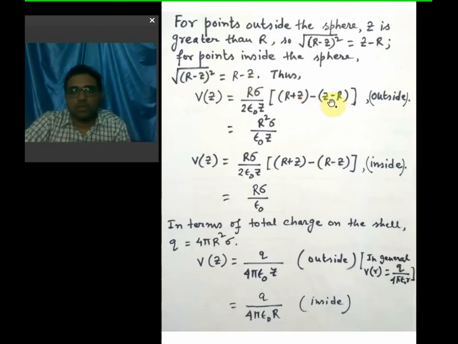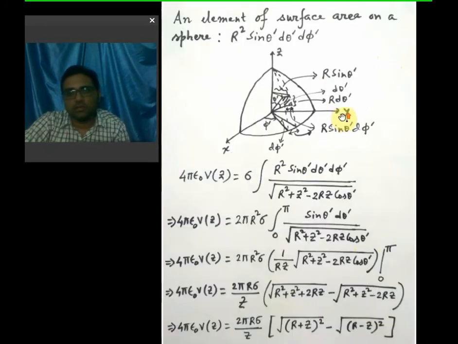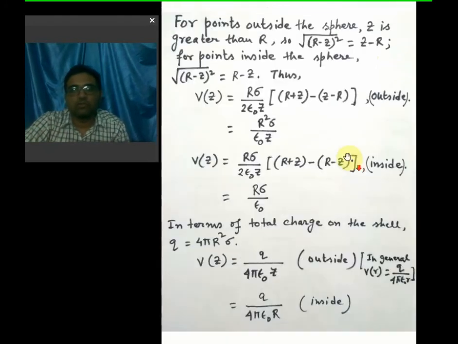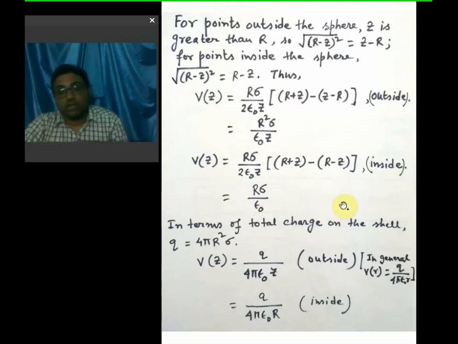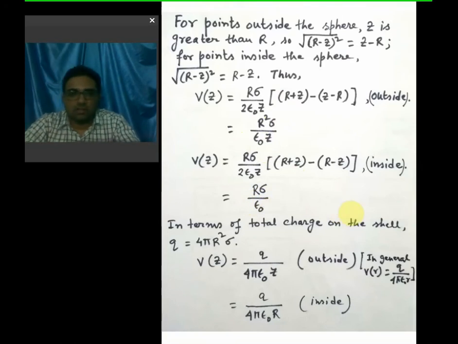So for the outside point, we have to put z minus r. From here this will be r plus z, and we are getting this form: R squared sigma by epsilon 0 z at the outside point, and at the inside point this will be R sigma by epsilon naught.